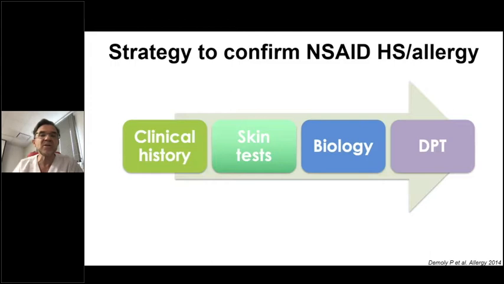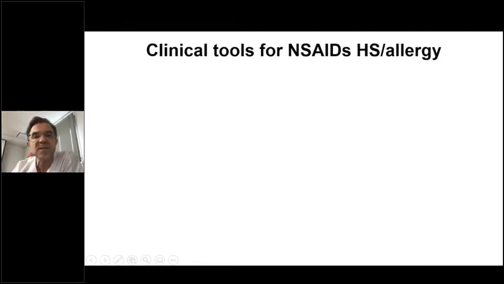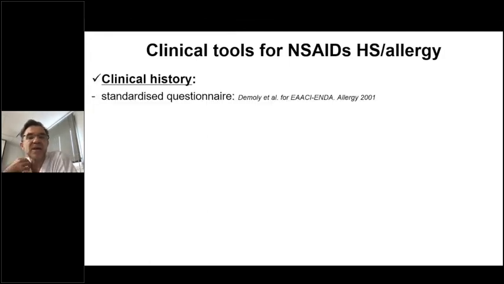Let us go now into details. As always, for drug allergy, the strategy starts with the clinical history, may then lead to skin tests, sometimes some biological tests, and finally, in some cases, drug provocation tests. Well, we know that in clinical practice, the clinical history is very important to take. And this process has been standardized.